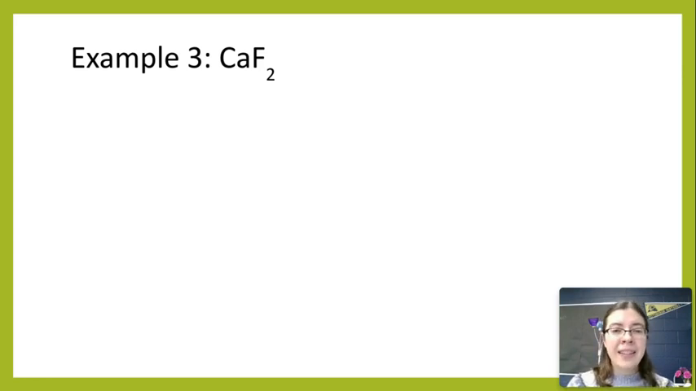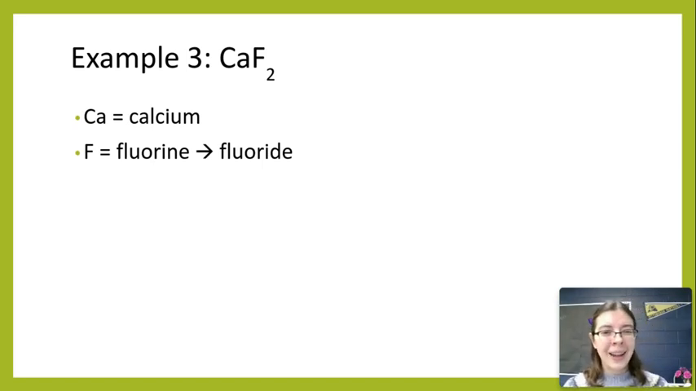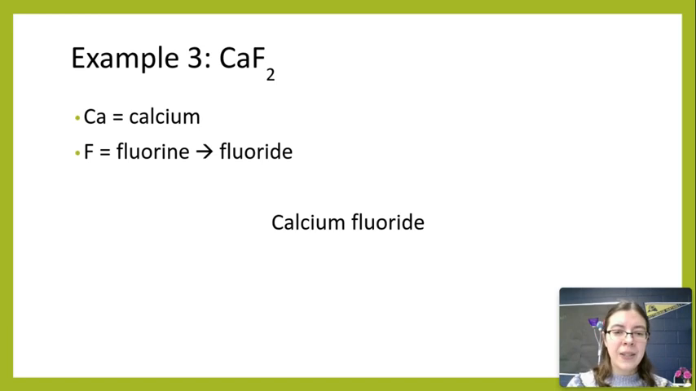Okay, one final example, CaF2. So Ca is calcium. F stands for fluorine. Now, the fact that I have two really doesn't change anything for naming. It's exactly the same whether or not we have those subscripts for ionic compounds. We just act the same. So for the cation, it's calcium. We don't change that name. Fluorine becomes fluoride, like what you get at the dentist. So if we stick those two words together, calcium fluoride.